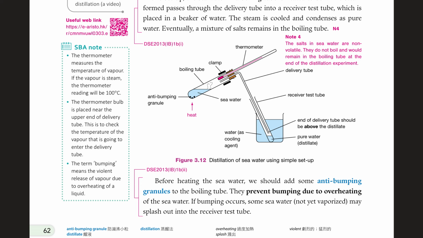Then the other points are exactly the same as the ones with the quick fit apparatus. For example, in the simple setup, we will also add anti-bumping granules, and the probe of the thermometer should be placed next to the delivery tube, just like in the quick fit apparatus.